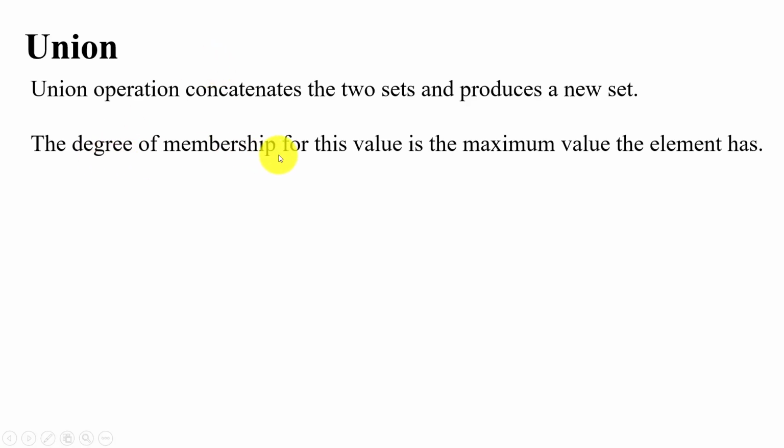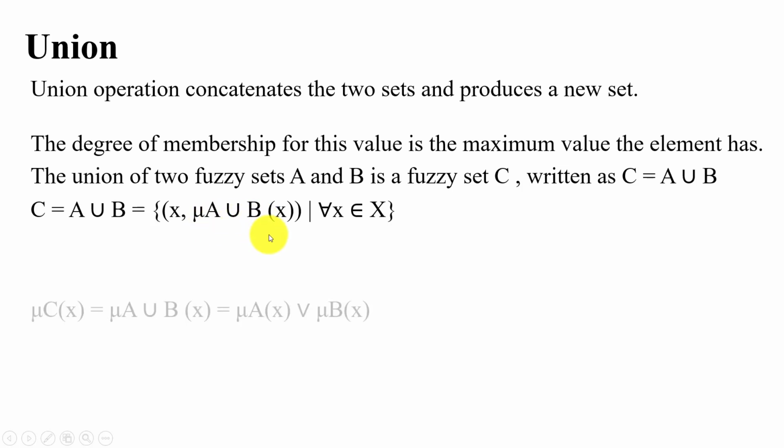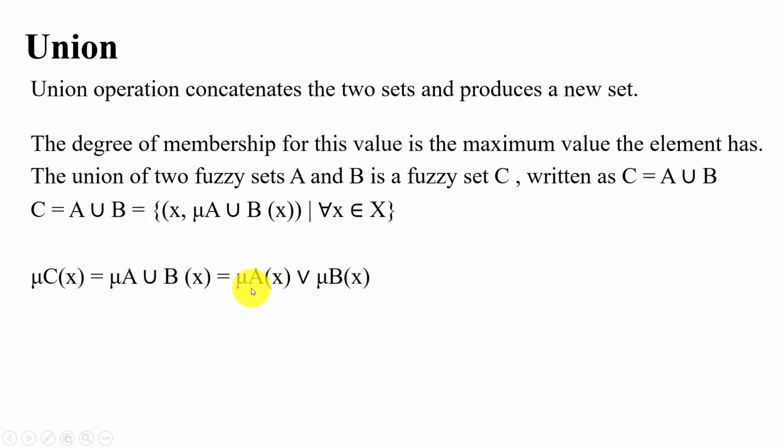Union is nothing but the degree of membership for which we select the maximum value or maximum element from the fuzzy set. Let's consider the example of set A and set B. So union can be defined as a set C equal to A union B. You can write A union B is equal to the membership value of set A union the membership value of B, or you can also write the membership value of A or the membership value of B.